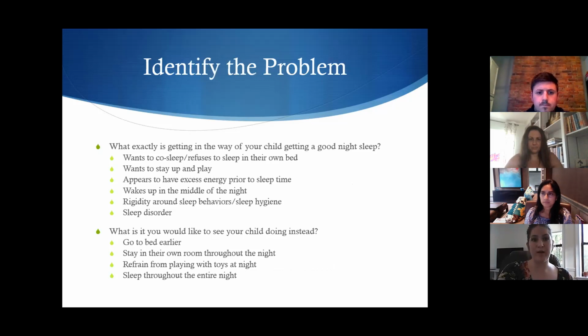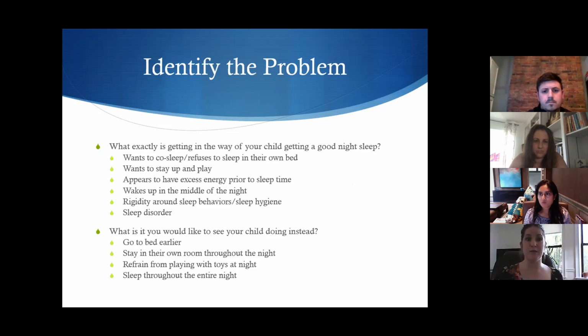So identifying the problem, like I said, what exactly is getting in the way of your child falling asleep? These are just some examples that I've had with my own clients in the past. A child wants to co-sleep or refuses to sleep in their own bed or their own room. They might want to stay up and play or watch TV, just stay up and engage in activities that they like. Do they appear to have a lot of extra energy before going to bed? Is it rigidity around sleep behaviors? Does there have to be specific activities that occur for your child?